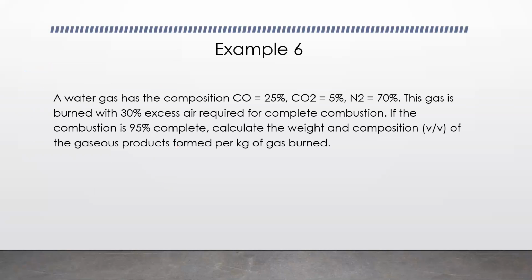Example number 6. A water gas has the composition carbon monoxide 25%, carbon dioxide 5%, nitrogen 70%. This gas is burned with 30% excess air required for complete combustion. If the combustion is 95% complete, calculate the weight and composition, volume percent, of the gaseous products formed per kg of gas burned.